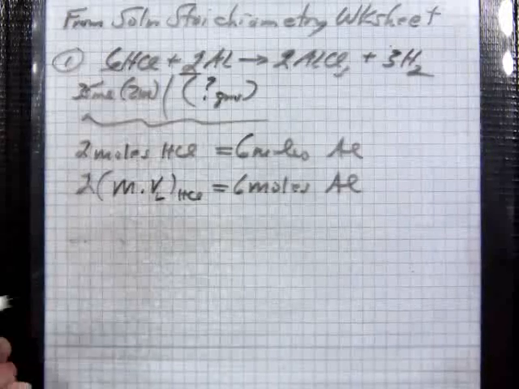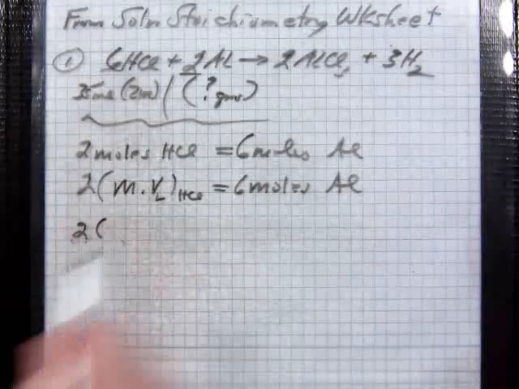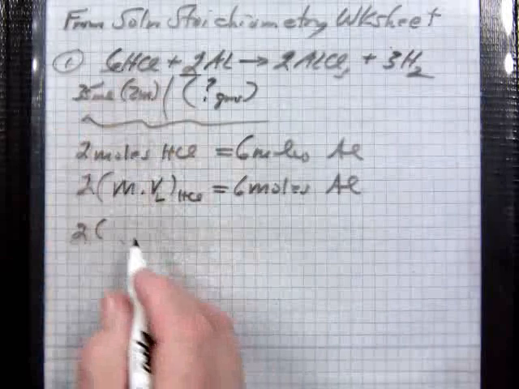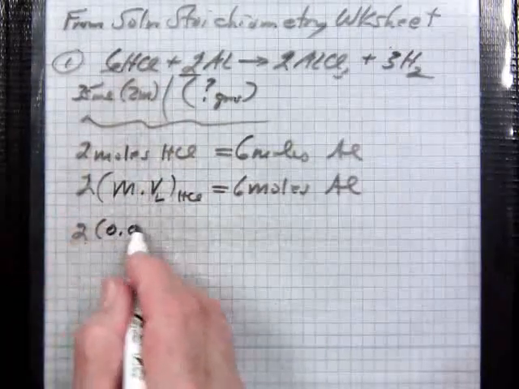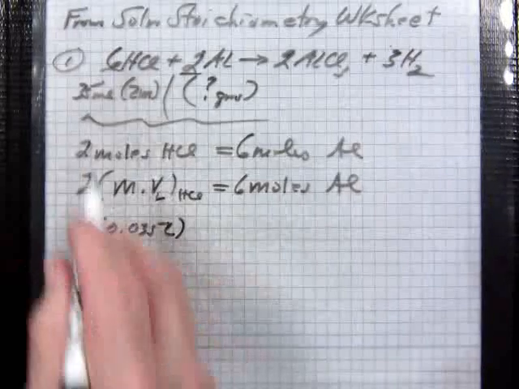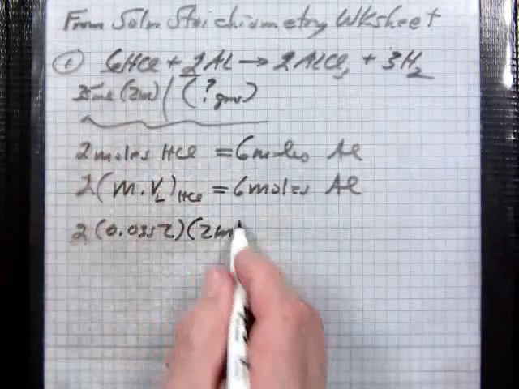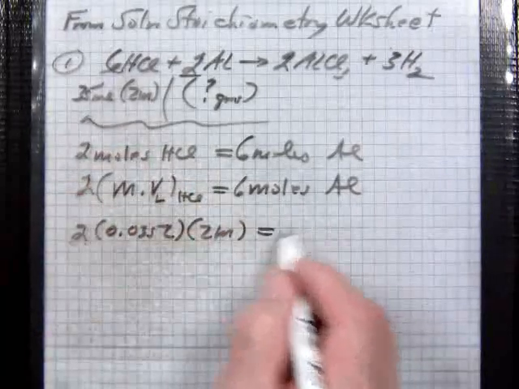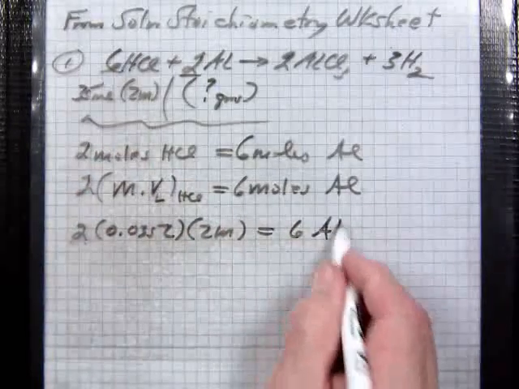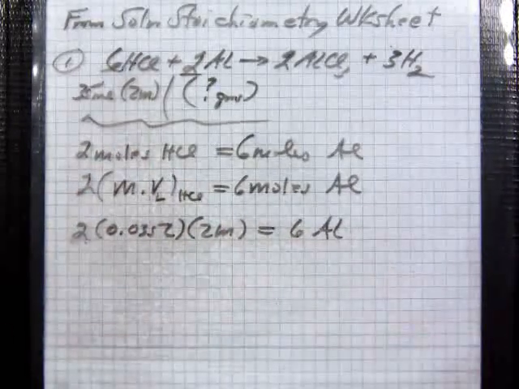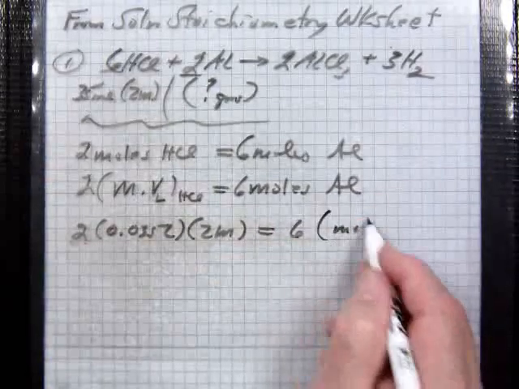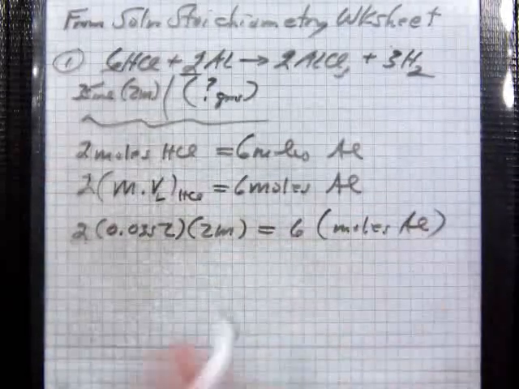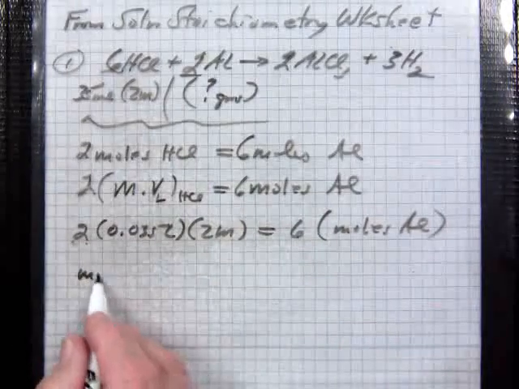Now, let's put the data in. So we have 2 times HCl will be 30. We've got to stay in liters now, 0.035 liters. And we have 2 molar. And this is 6 aluminum. And it'll come out moles of aluminum. And whatever. Put that over here like that. And solve for moles of aluminum.